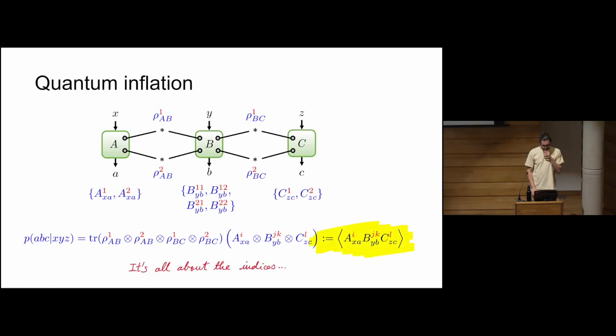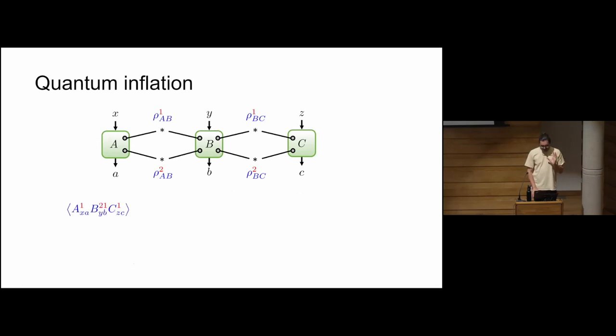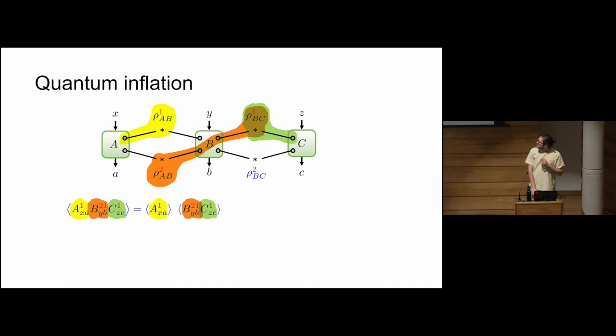Okay. So it's a bit dense, but the main thing I want to say is that when you go to an inflated graph, these indices indicate the support of the different operators. And when there is not overlapping support, you get factorizations. So this is a new thing on the inflated graph. So this expected value factorizes into two products of expected values.